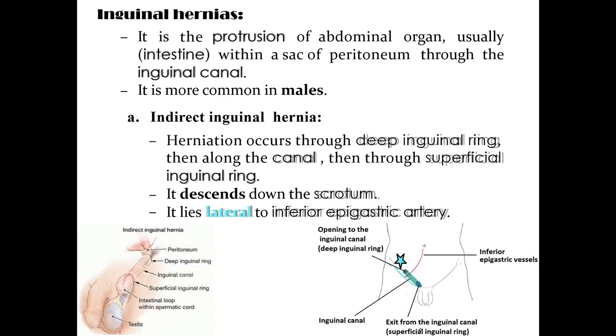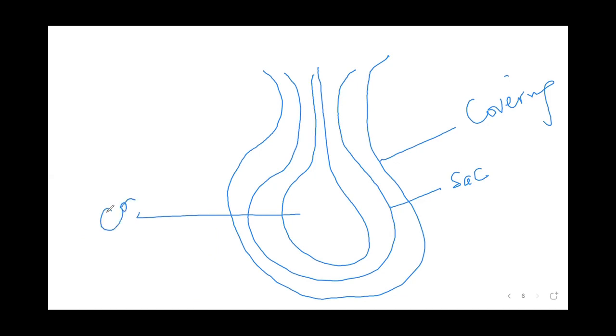So we should know the parts of a hernia. The hernia has a sac, the contents of the sac, and the covering of the sac. So this is the covering, this is the sac, and this is the contents, which could be intestine. The sac has the mouth, that is the sac now.